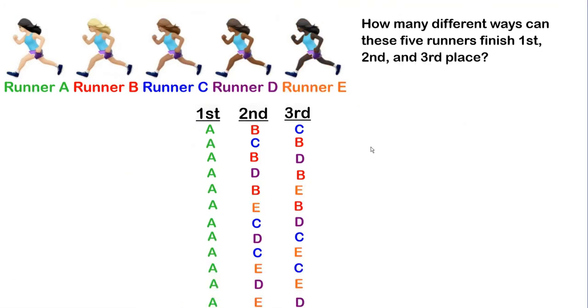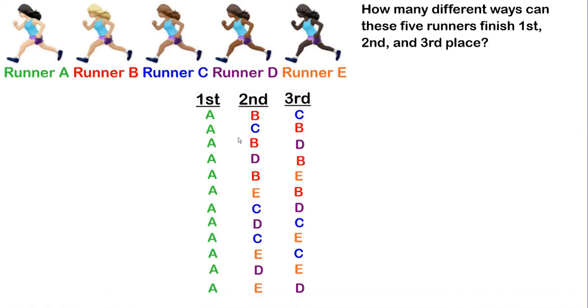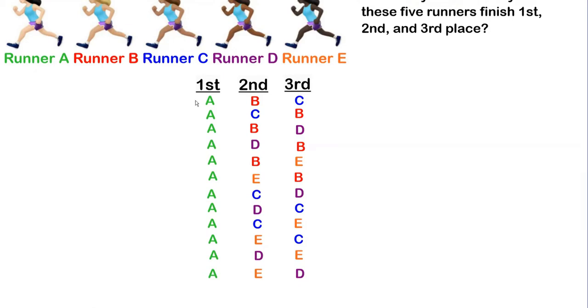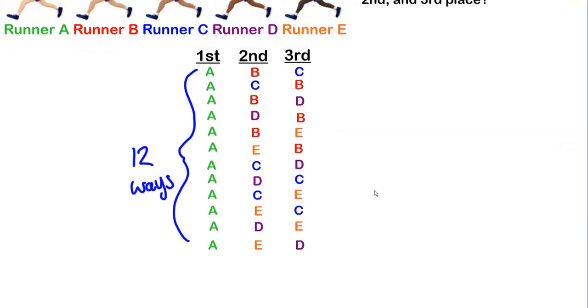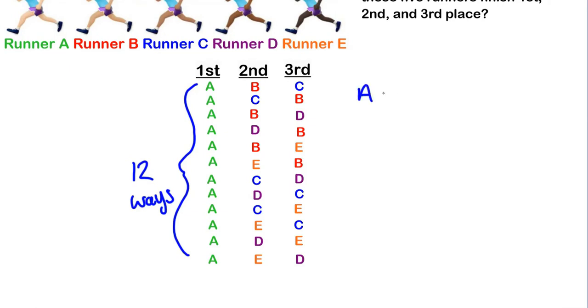Now what if we added yet another runner? What if I had 5 runners? How many different ways can these 5 runners finish first, second, and third place? Well, if I try to make that list, you can see this gets long very quickly. Now here are all the ways that just runner A can finish first place and other people finish second and third place. There are 12 ways that runner A could finish first place. And if we continue with this list, we're going to see that A has 12 ways to win.